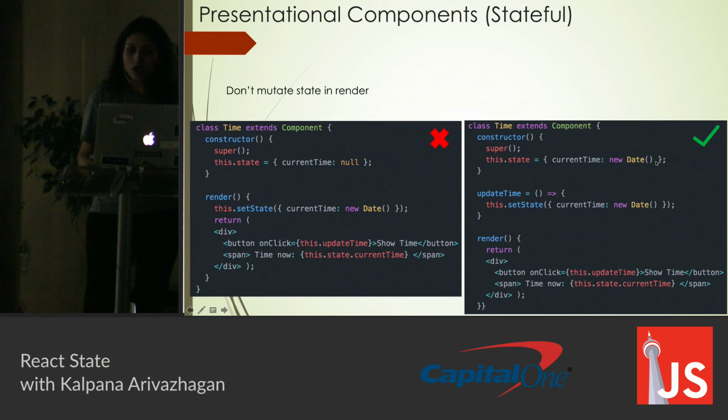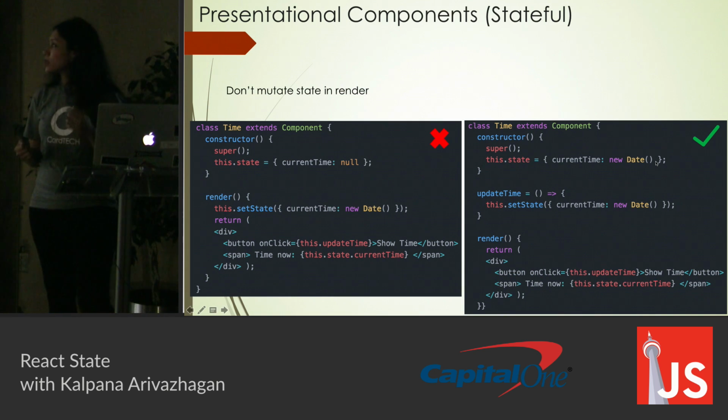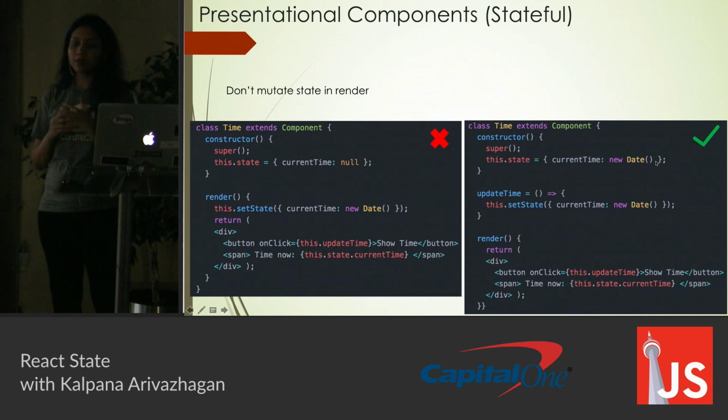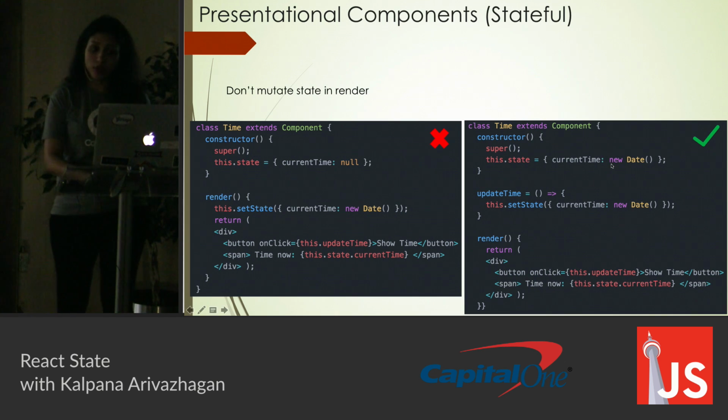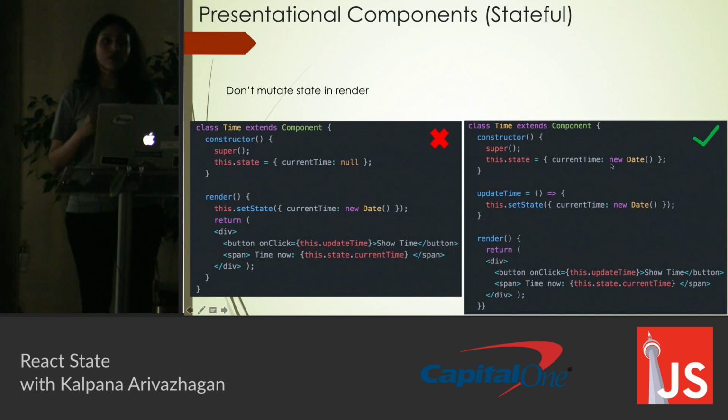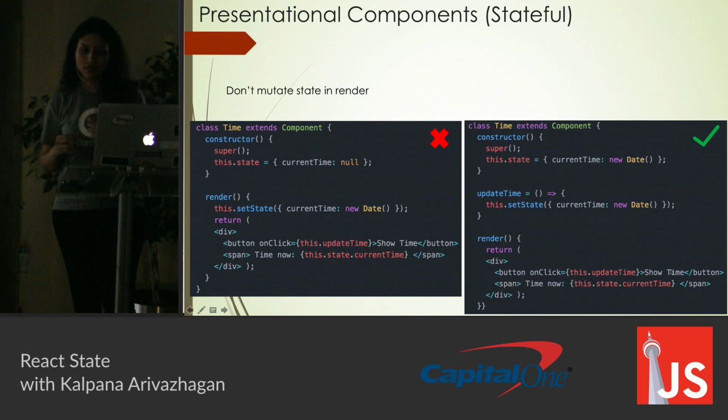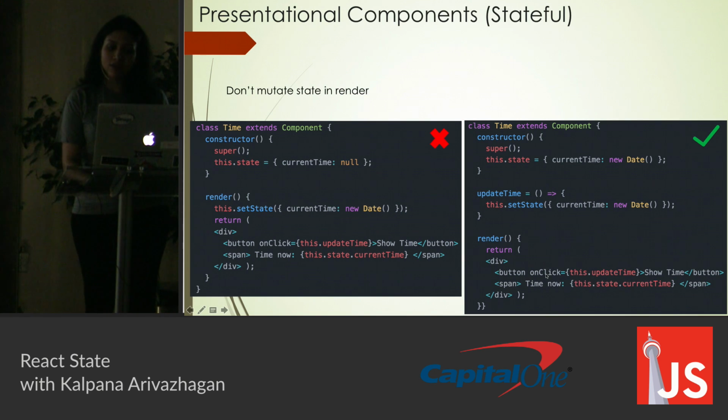What this is going to achieve is, whenever my Time component is being rendered for the first time, I'm going to make sure that I have the latest time because I'm doing it in the constructor. Afterwards, I'm controlling when I'm going to update my current time. If you look at the render function, we have a button called Show Time. Whenever a user clicks on this button, I have an onClick event listener, and this onClick is going to call the updateTime function, which is this one.